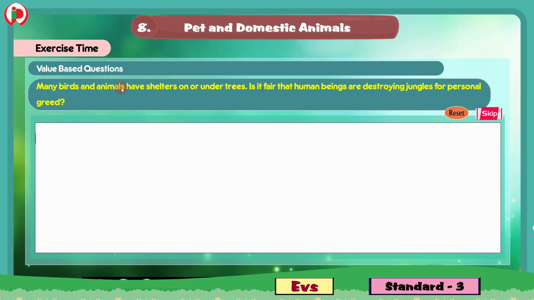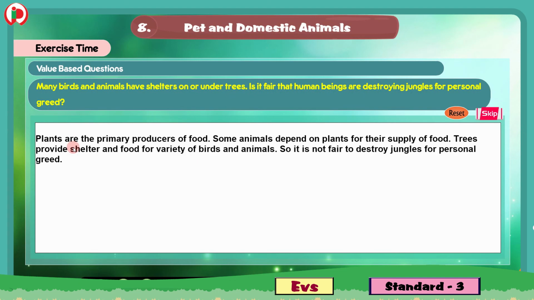Value-based questions. Many birds and animals have shelters on or under trees. Is it fair that human beings are destroying jungles for personal greed? So children, here the question is given as, is it fair that human beings are destroying jungles for personal greed? Now many birds and animals have shelters on or under trees. And to destroy jungles for personal greed, is it fair?